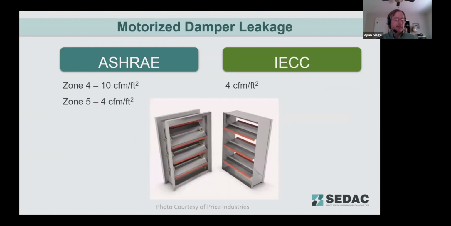So motorized damper leakage is a little different between the two. ASHRAE has differences depending on if you're in the warmer zone 4 or the cooler zone 5 of 10 and 4 CFM per square foot respectively. The IECC just calls it out and says it needs to be 4 CFM per square foot and you're done.